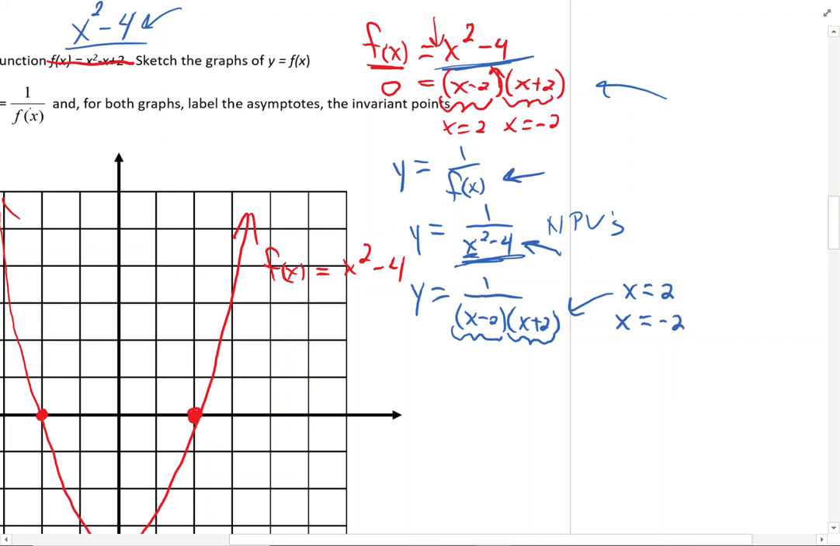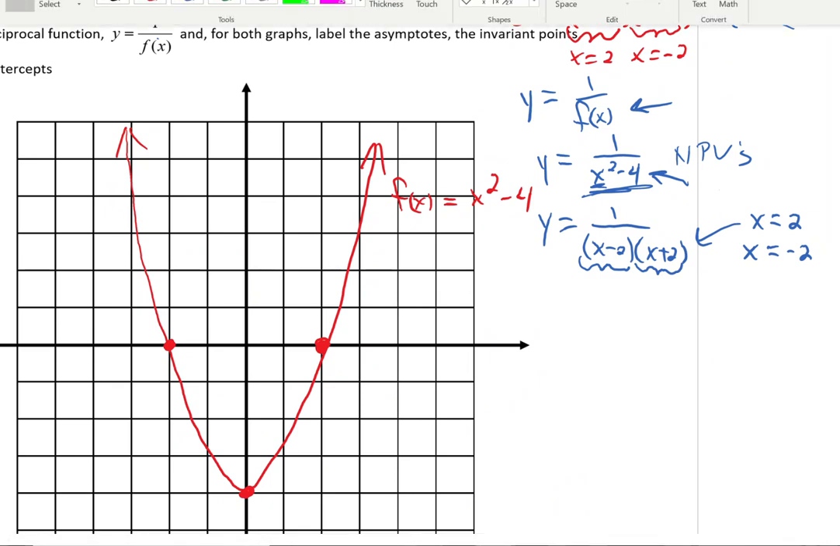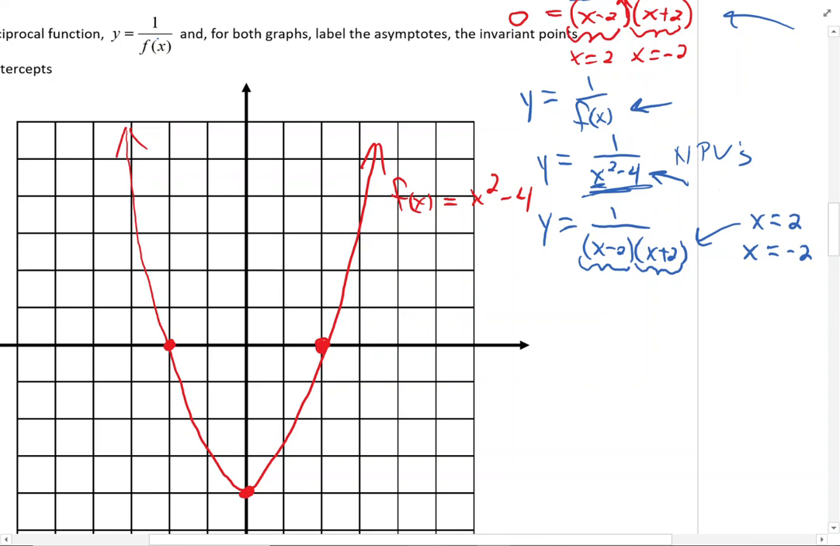Okay, so what we just figured out there are what our vertical asymptotes are, right? It never touches that line. Okay, so let's use green maybe. And a bit of a coincidence, I don't know. They happen at the exact same place as the x-intercepts for our first function. Well, that makes sense, right?